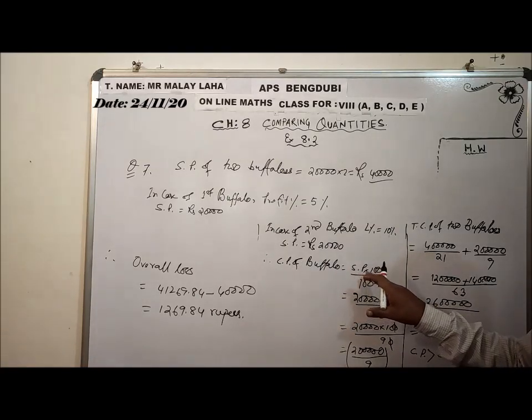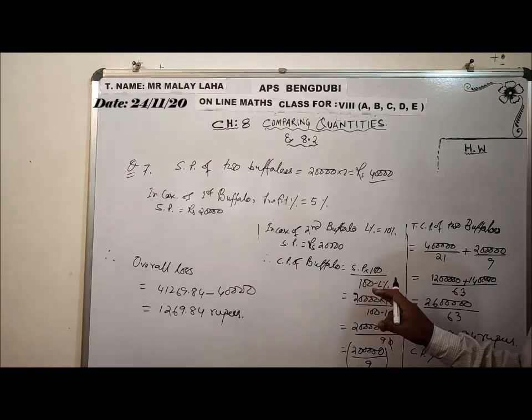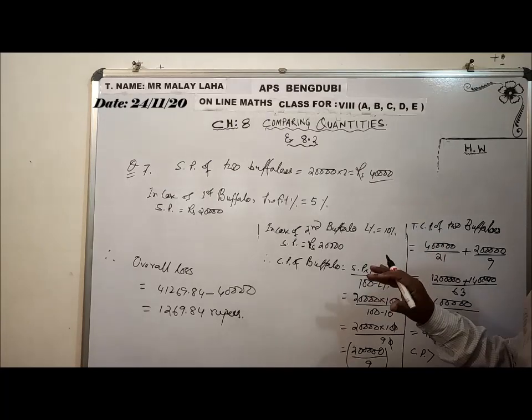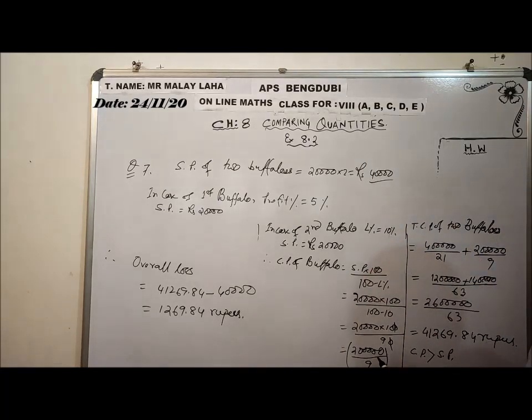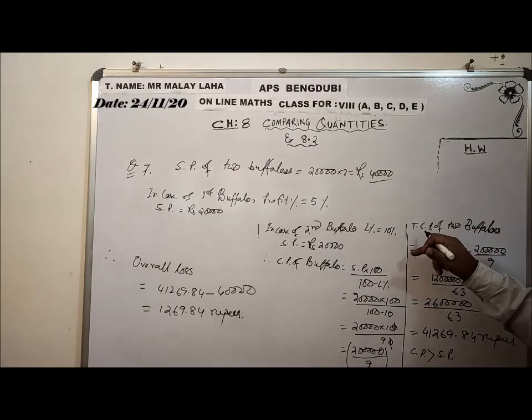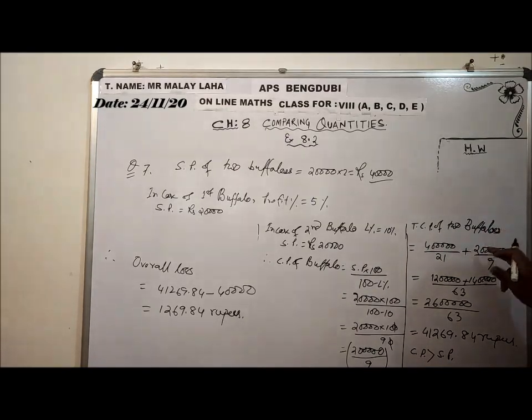Cost price formula is what? SP into 100 by 100 plus profit percentage or loss percentage. By this way, I am getting the two fractional numbers. I will not divide here because it is not the final answer. After that, for the TCP, total cost price of the two buffaloes, I have added the two fractions, performing LCM. This is the result. At the end, you will divide it, and at that time you will get a fractional number. If you divide it, it will be a decimal number again.